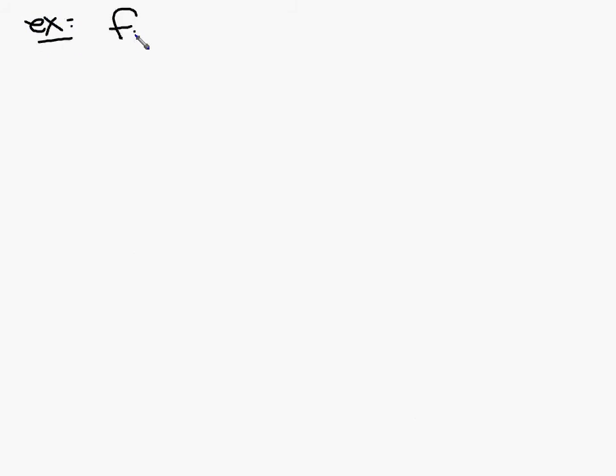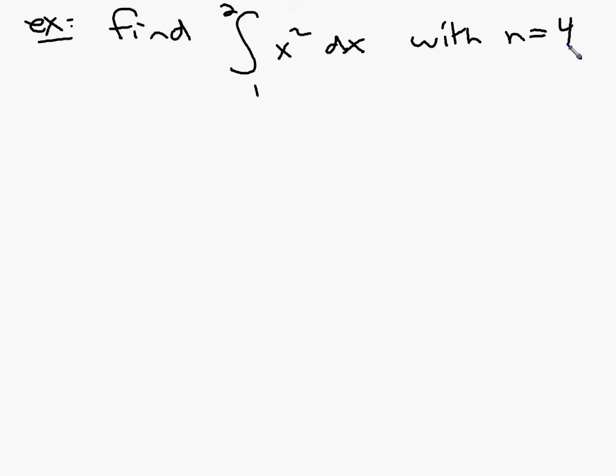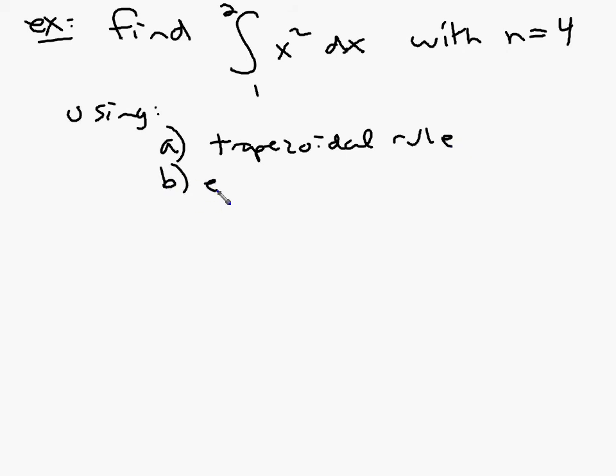Let's find the integral from 1 to 2 of x squared dx with n equals 4, all right, using A, the trapezoidal rule, B, the exact value, and C, the TI-84 program.